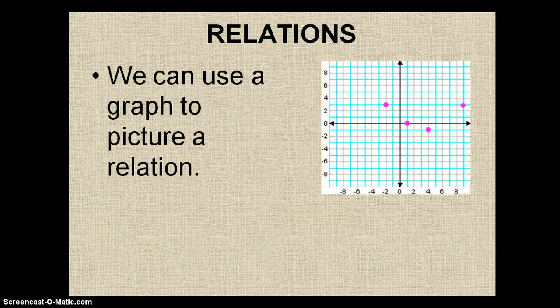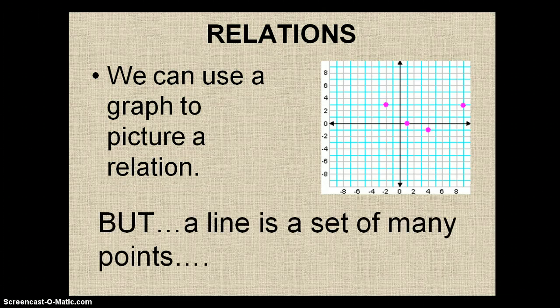We can also look at relations in a graph form or in a picture. I took the previous points and plotted them on a coordinate plane. There's no rhyme or reason to how these points look on the graph, but if they were creating a straight line, what does that tell us? Well, a line is a set of many points. So is a line a relation? Yes, a line is a relation.